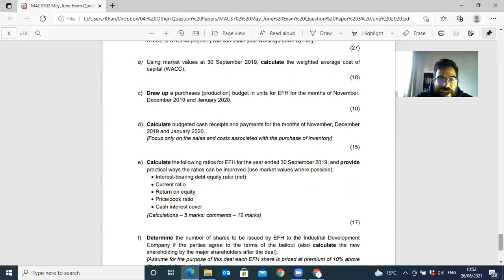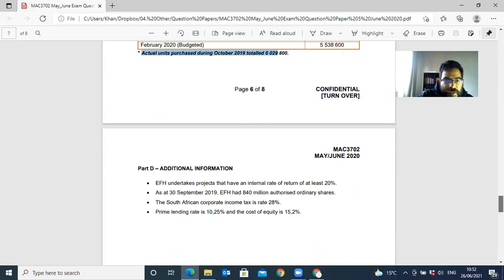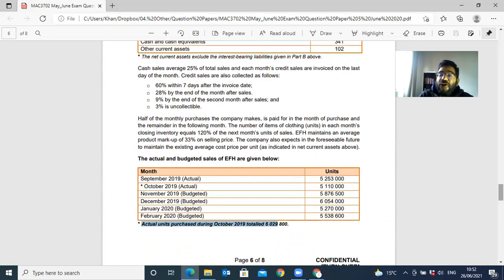Calculate the budgeted cash receipts and payments for the month of November, December, and January. Focus only on the sales and costs associated with the purchase of inventory. Okay, so just keep that in mind. So we know the units to be purchased. We just need to get the value that needs to be purchased.